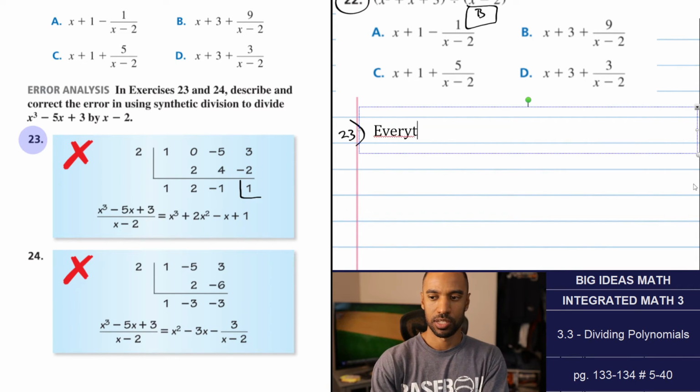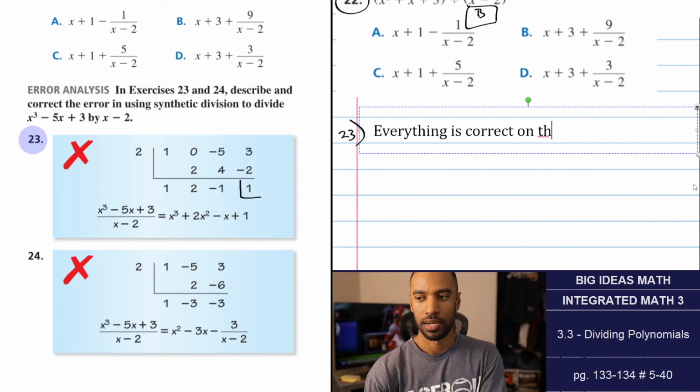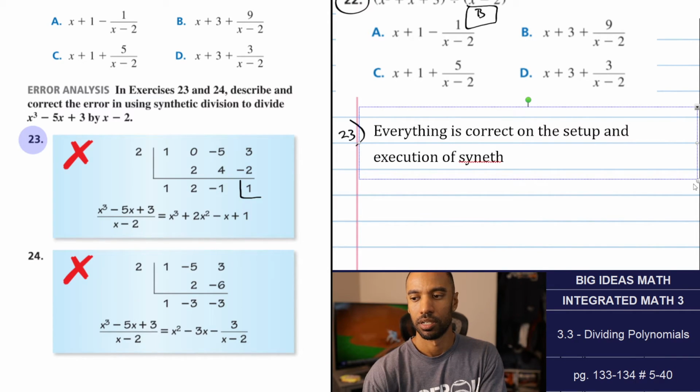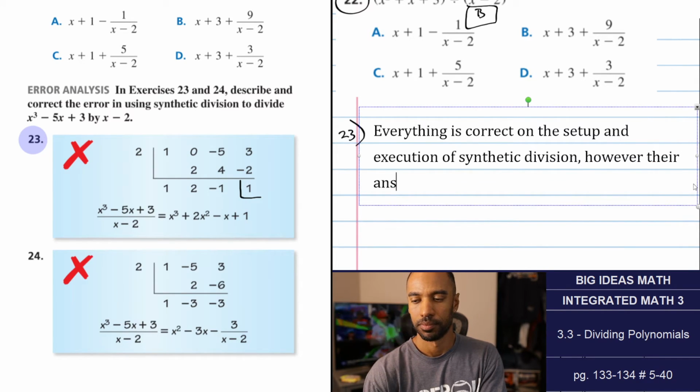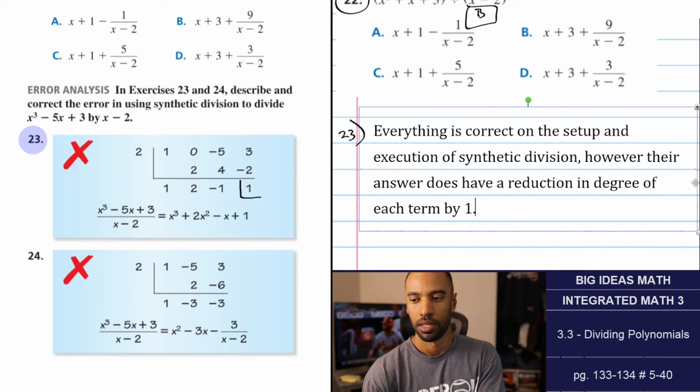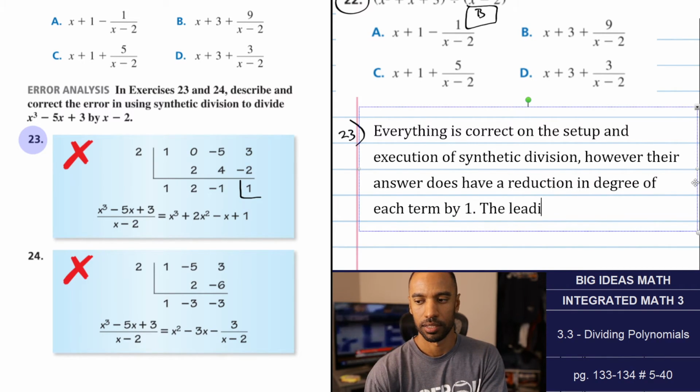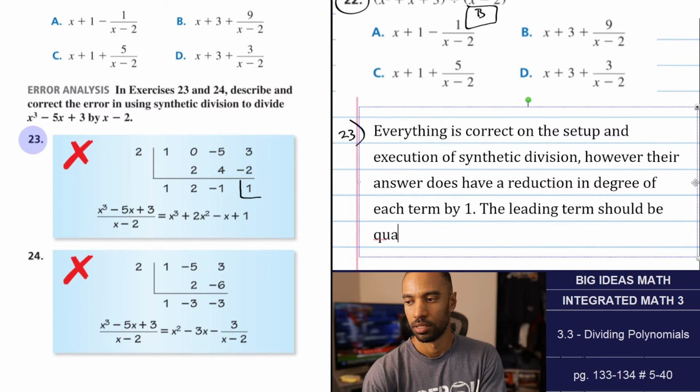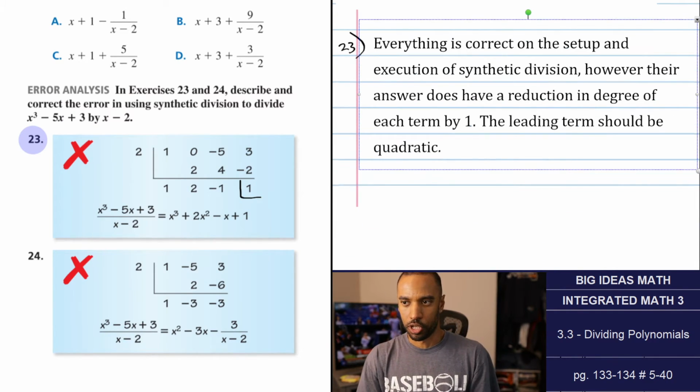Everything is correct on the setup and execution of synthetic division. However, their answer does not have a reduction in degree of each term by 1. The leading term should be quadratic, because they start off with a cubic, right?